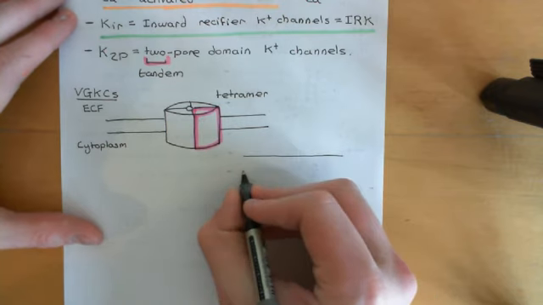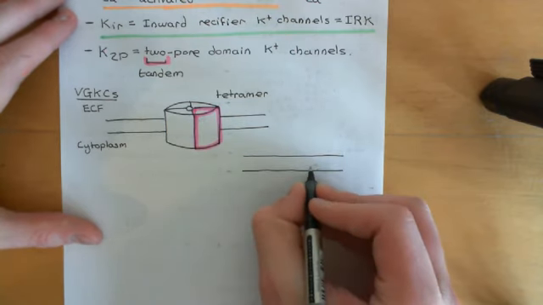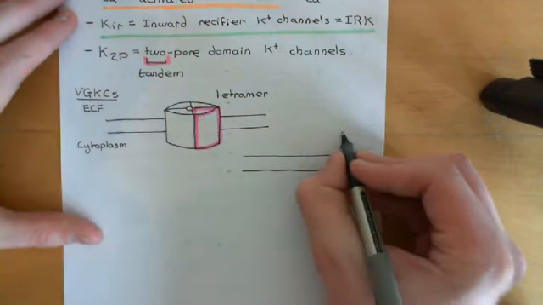Again, here is the cell membrane, and we'll have this as the extracellular fluid side, and this is the cytoplasmic side. Now what we want to have a look at is how this single subunit, which is a single polypeptide, spans the membrane. What is its membrane spanning topology? Its membrane spanning topology is like so.